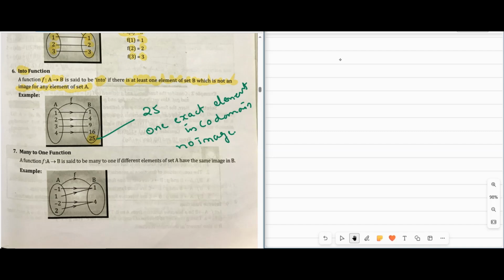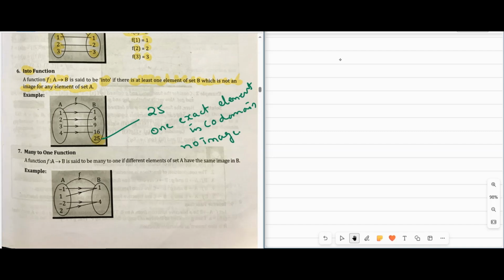Then many to one function. What is a many to one function? A function f from A to B is said to be many to one if different elements of A have the same image in B. Different elements of A, like minus 1 and 1, have the same image 1, minus 2 and 2 have the same image 4. Here we are taking the square of the number.